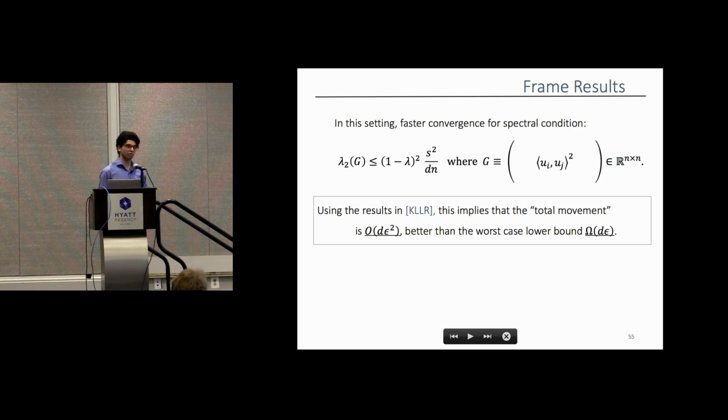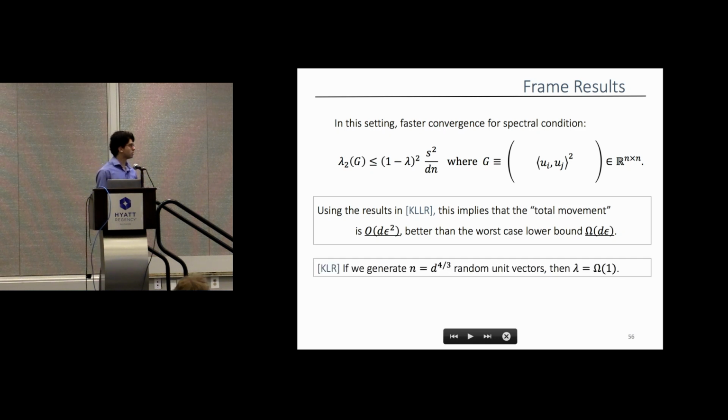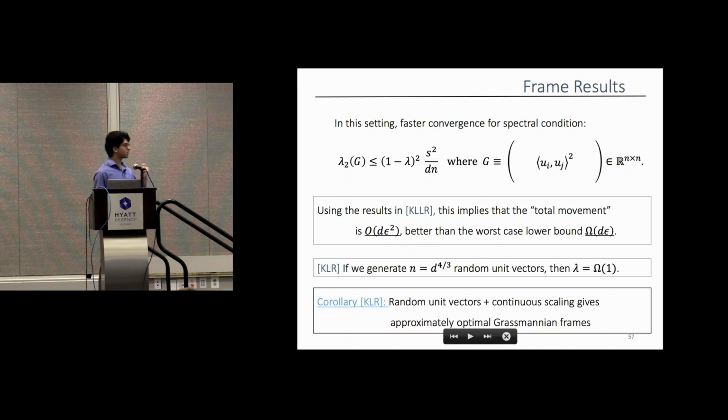Now I'll move to our result for Grassmannian frames. Notice that if you take random unit vectors, then the average inner product is 1 over d, which is optimal. You can't expect better than that. But with concentration, you could expect close to that. It turns out that if we generate n large random unit vectors, not only do we get, with high probability, low angles altogether, but we also get a spectral gap. So our analysis shows that there are really easy constructions for these almost optimal Grassmannian frames. The natural process of generating random unit vectors and then scaling them gives almost optimal Grassmannian frames nearby from where you started.